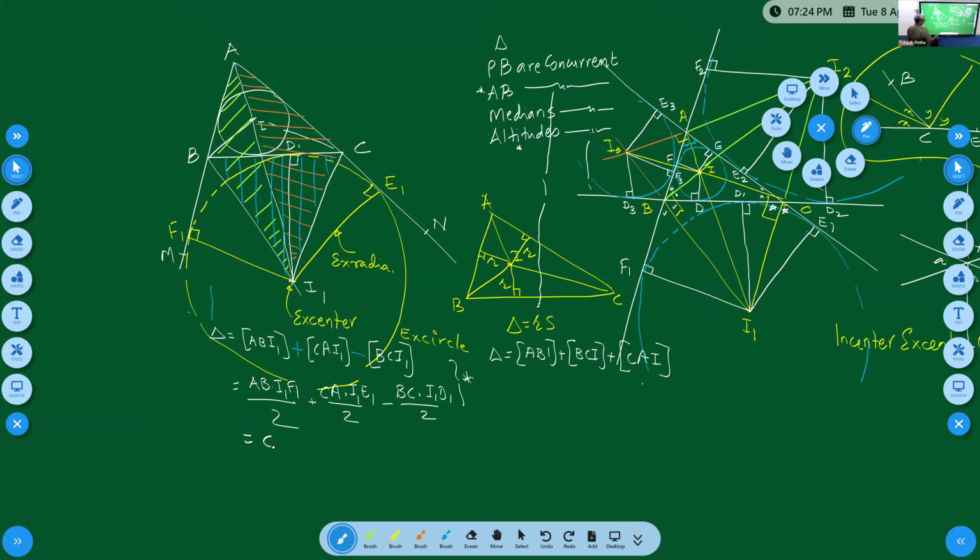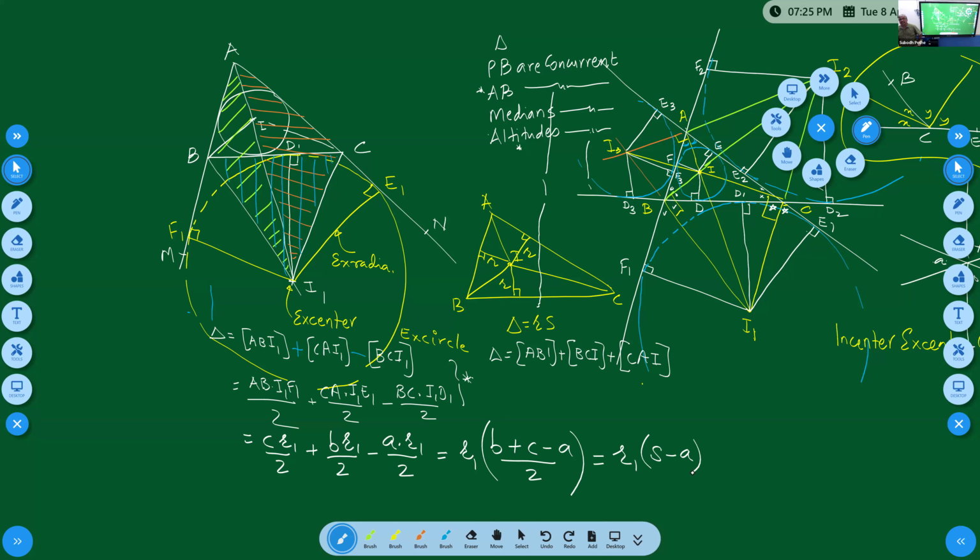AB is small c. I1F1 is R1 upon 2. CA is small b. I1E1 is R1 upon 2 minus BC is small a into R1 upon 2. This is the area of triangle ABC. If we take R1 common out, then we have (B plus C minus A) upon 2. And we said that this quantity is R1 into S minus A.